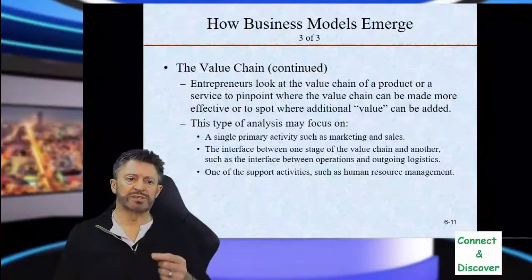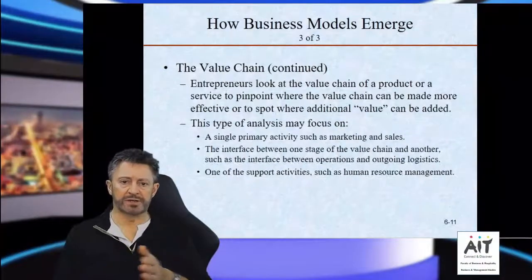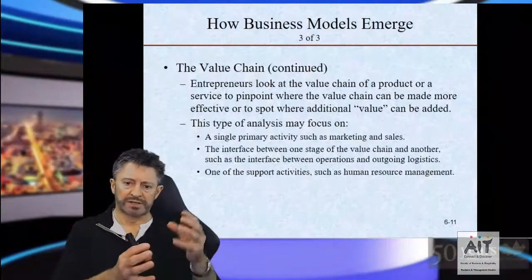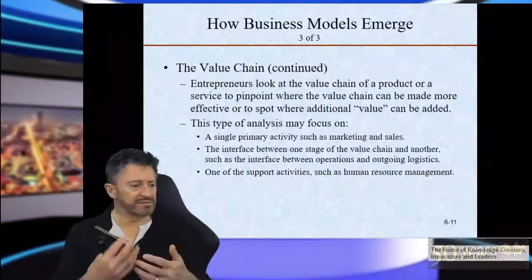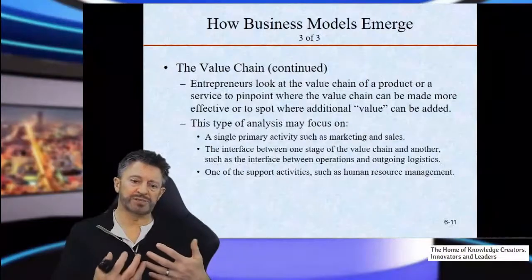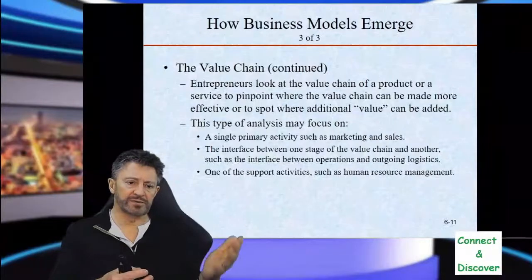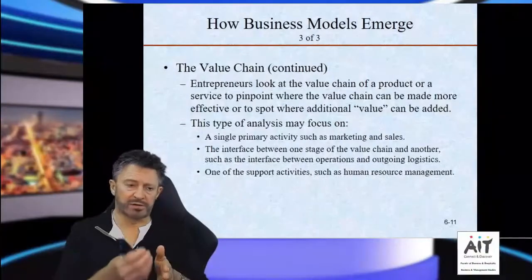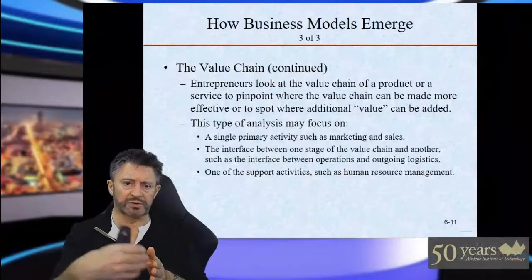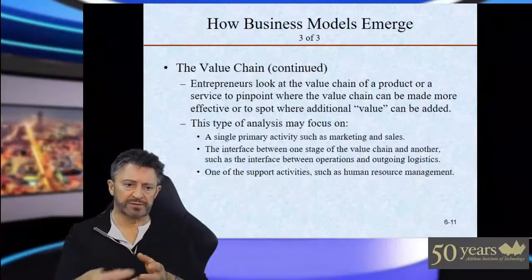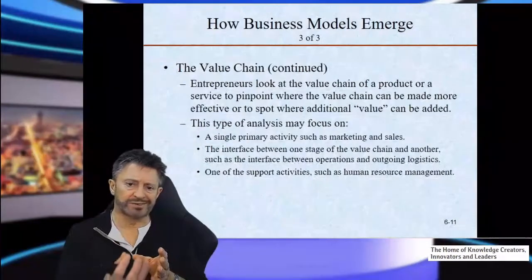Then there's the interface between one stage of the value chain and another, so an interface between operations and outgoing logistics. In other words, the deal you might do with your distribution network, it might be FedEx, UPS, or any of these transportation companies, on how they can improve their efficiencies. If you're able to guarantee volumes or give them forecasts of the volumes of products you're able to produce and where they need to be delivered, they can put their network in place. FedEx, for example, or UPS, can put their network in place.